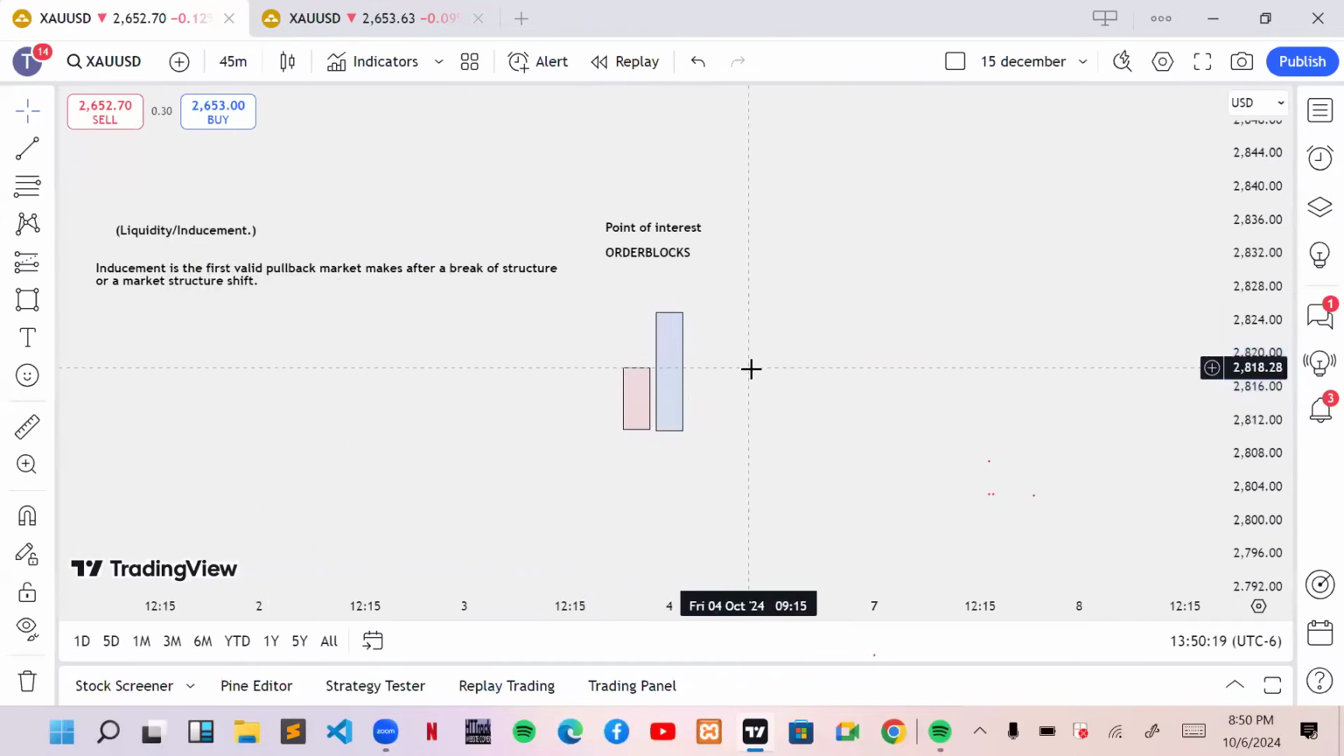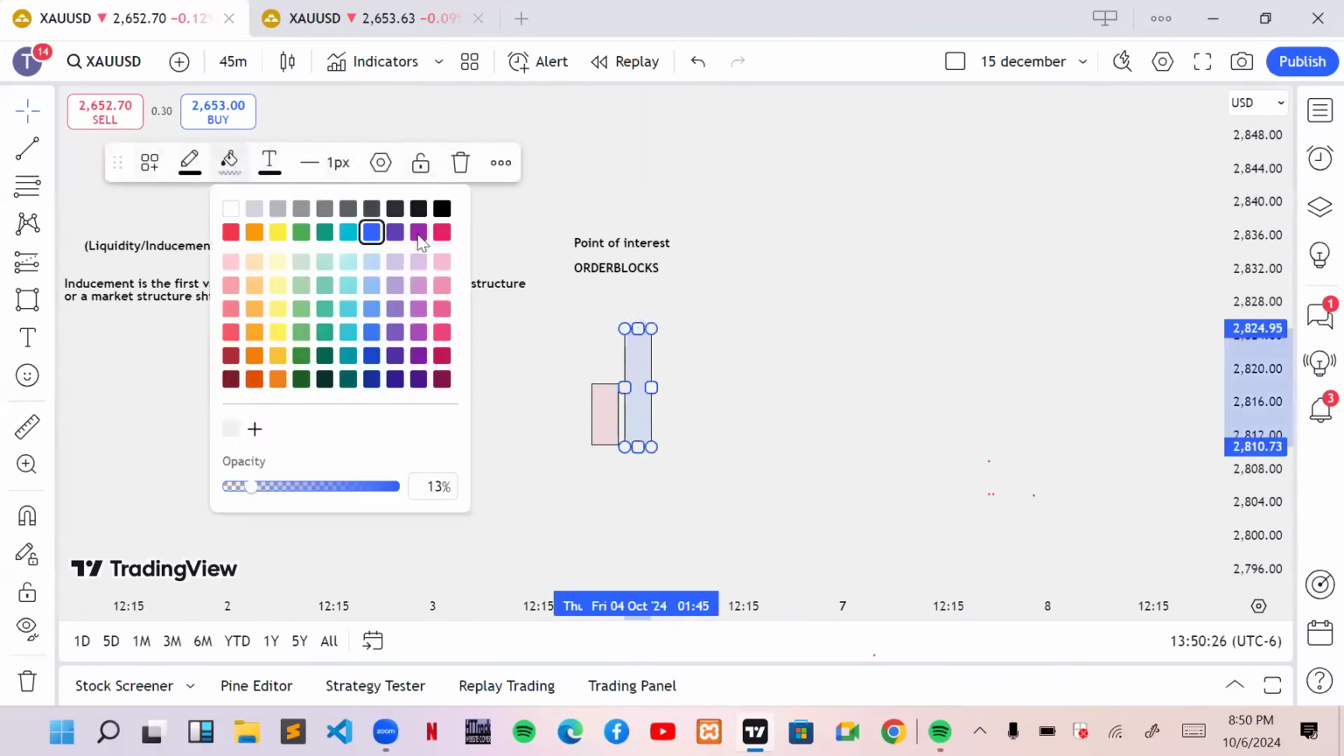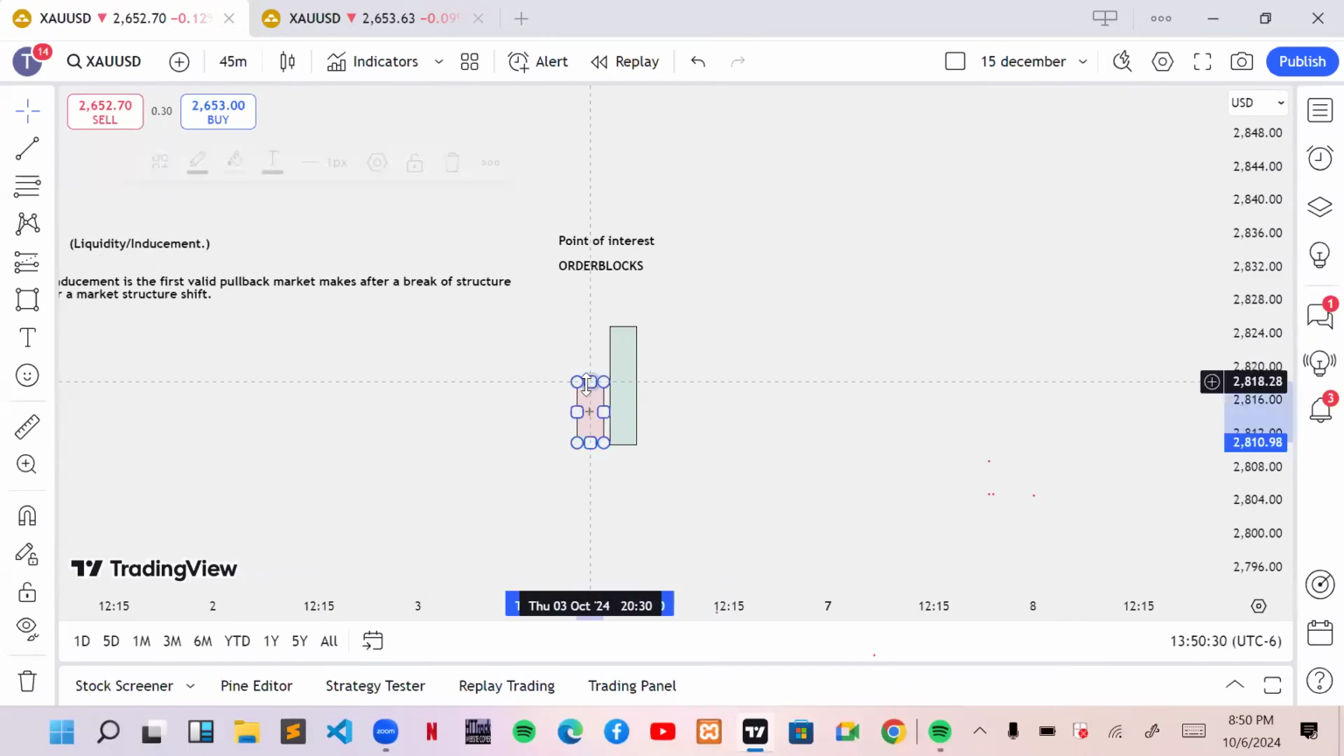So this is the bullish order block. If your chart is red and blue, you see this; if your chart is red and green, you see something like this. So it doesn't really matter. This is a bullish order block.